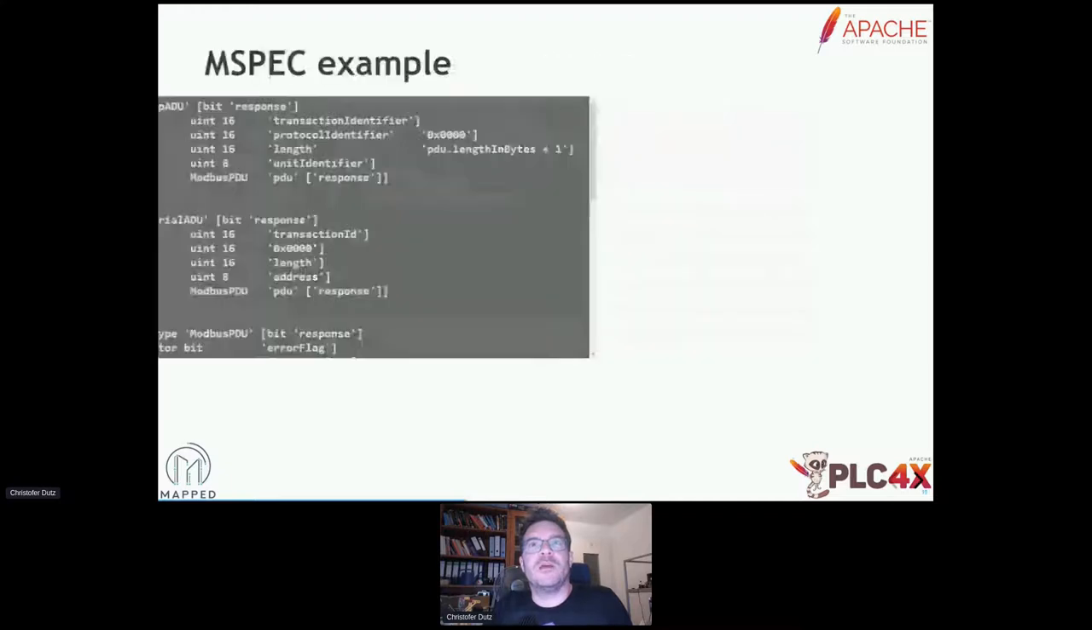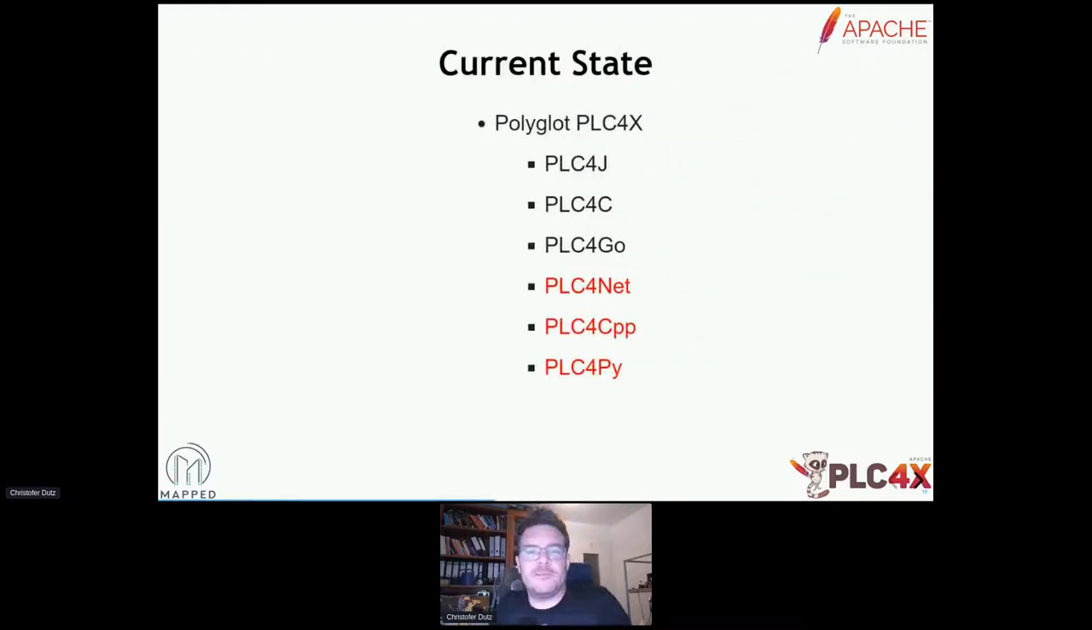So the current state is that PLC4J is our first class citizen. That was the first system that we worked on with that. Starting the second quarter of last year, I invested about half a year of full-time work on implementing PLC4C. And starting October last year, I started working on PLC4Go, and there are now more and more people joining in on that. As a little coding exercise at night, I implemented a code generation for PLC4Net. I think it's still stuck in one of my branches.